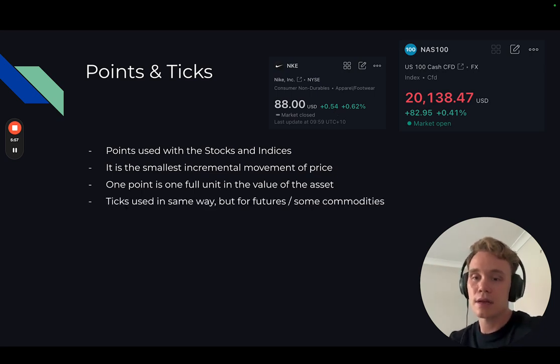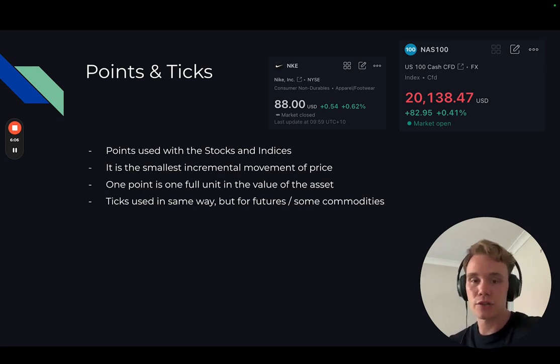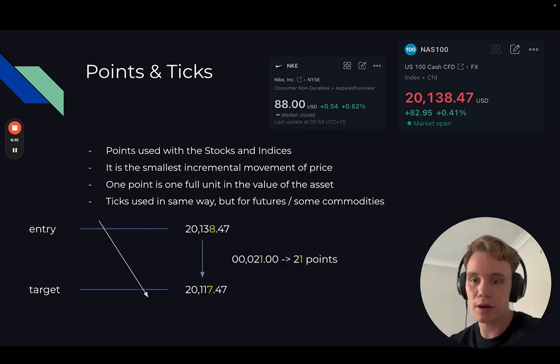Now, ticks are used in exactly the same way, but they're used in futures and some different commodities. So it's all the same in principle, just different naming conventions across different markets.